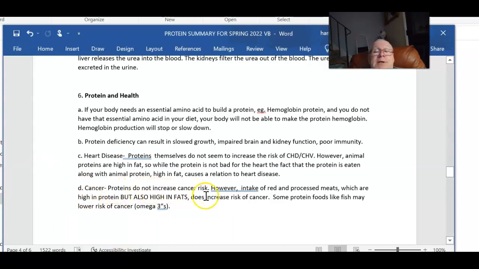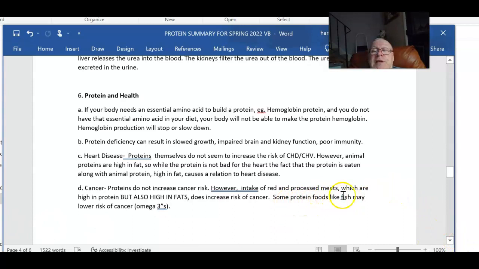Cancer. Proteins do not increase the risk for cancer. However, intake of red and processed meats, which are high in protein but also high in fats, does increase the risk of cancer. In other words, here we're talking about cancer. Proteins don't seem to increase the risk of cancer, but since proteins usually come along with fats, like in a steak and processed meats, the fats are related to potential kinds of cancer.